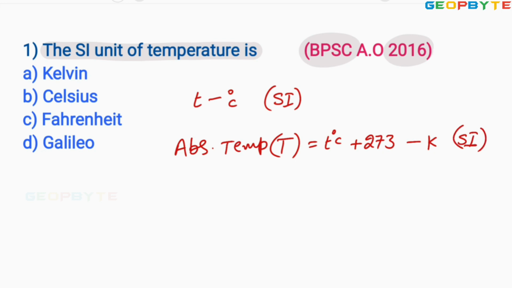Therefore, absolute temperature is in Kelvin. Absolute temperature is in Kelvin in SI system. Though in the problem it is not clearly asked for the absolute temperature, the SI unit of temperature means you have to consider the absolute temperature unit. The absolute temperature unit in SI system is Kelvin. Therefore, option A is absolutely correct. Let us take the next problem.